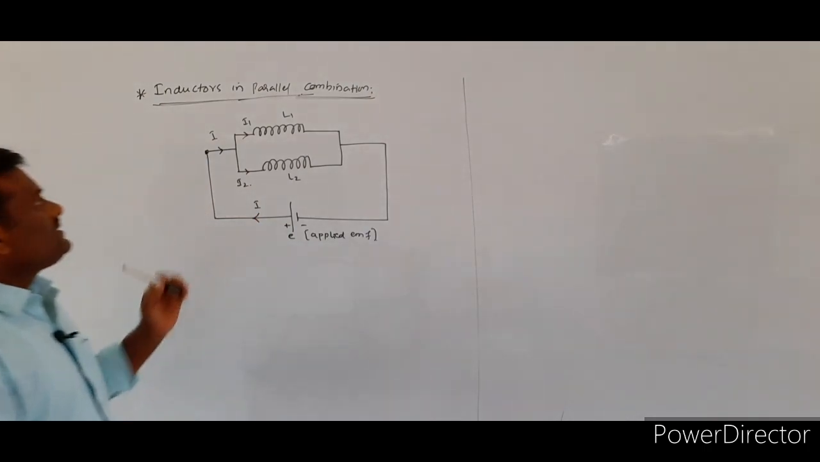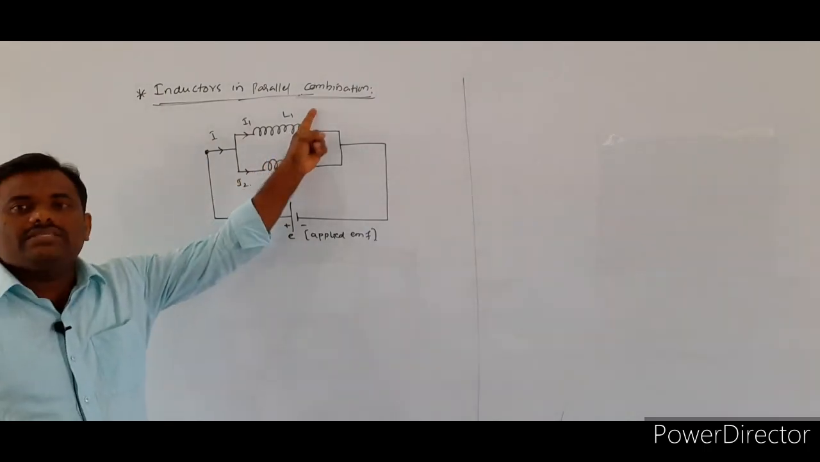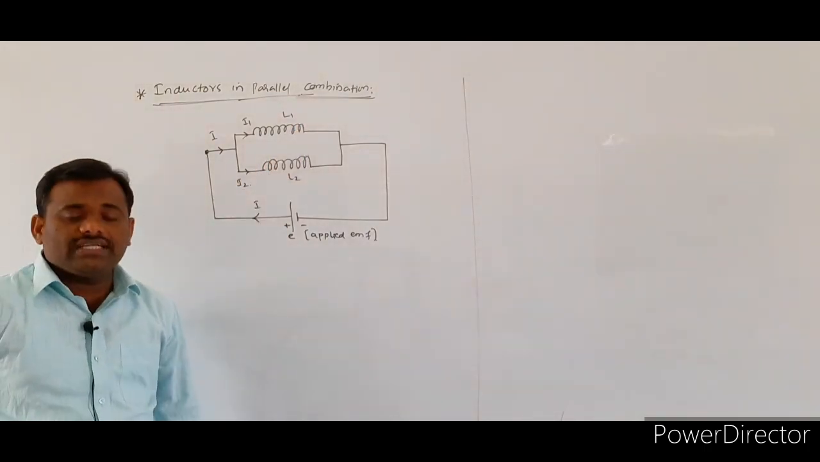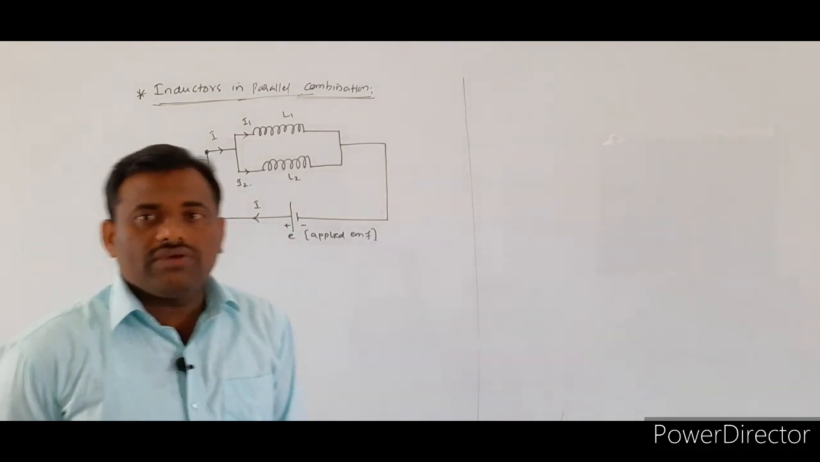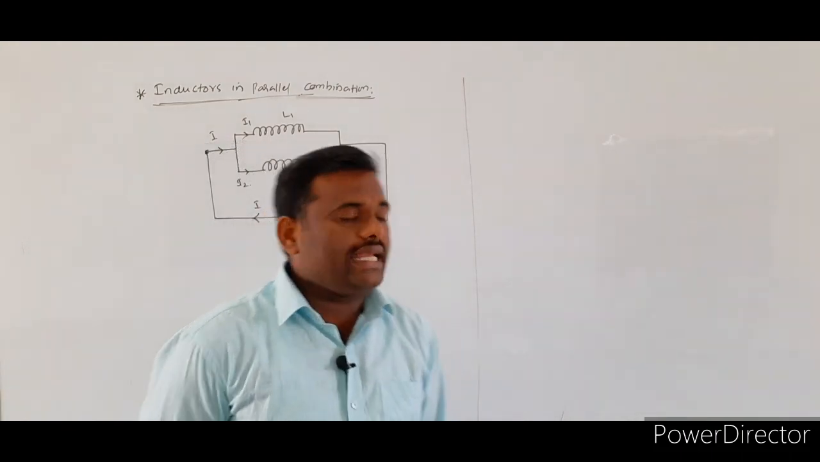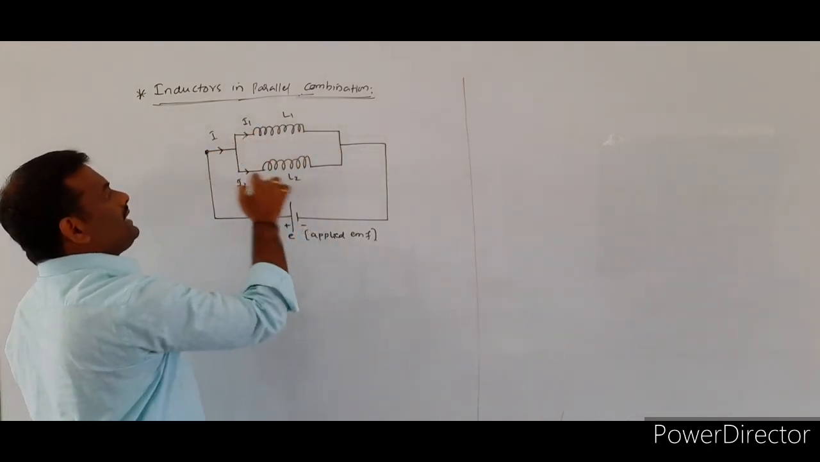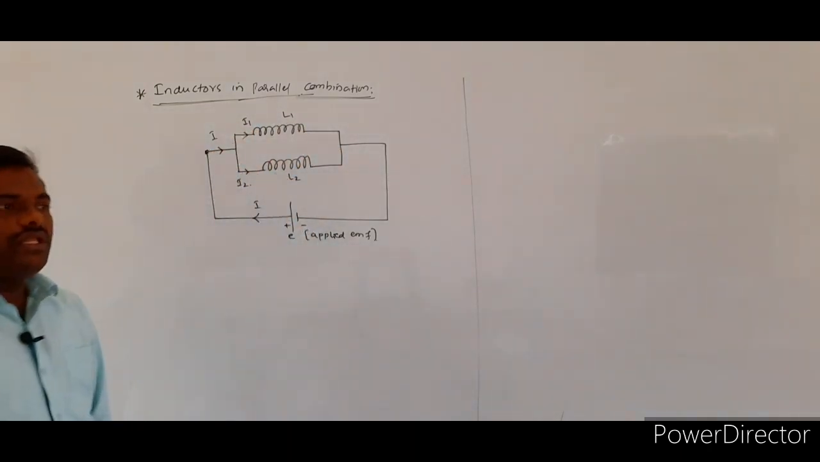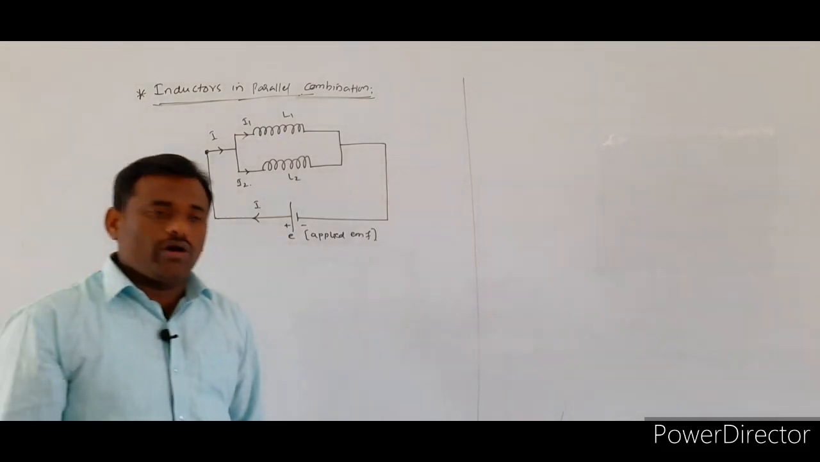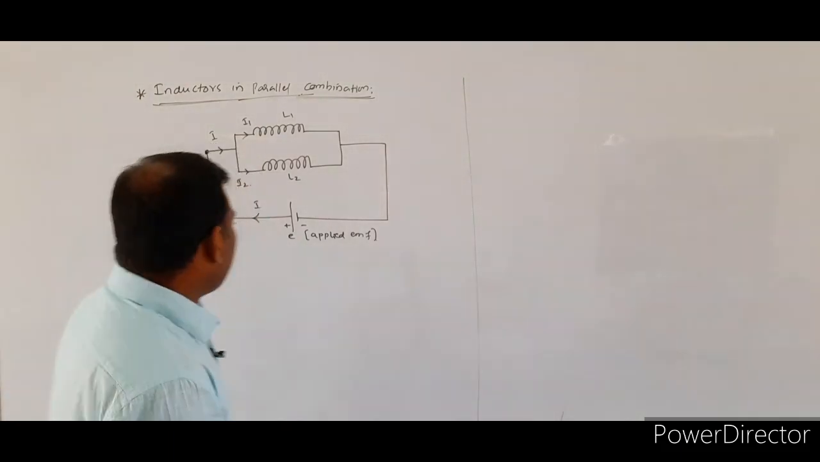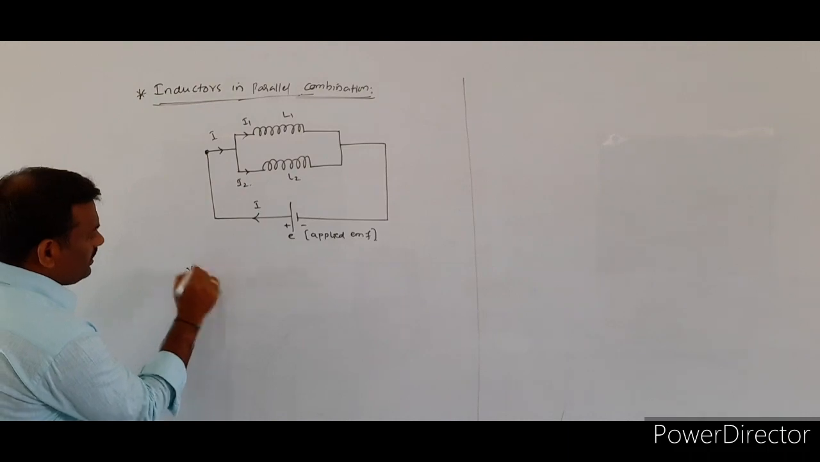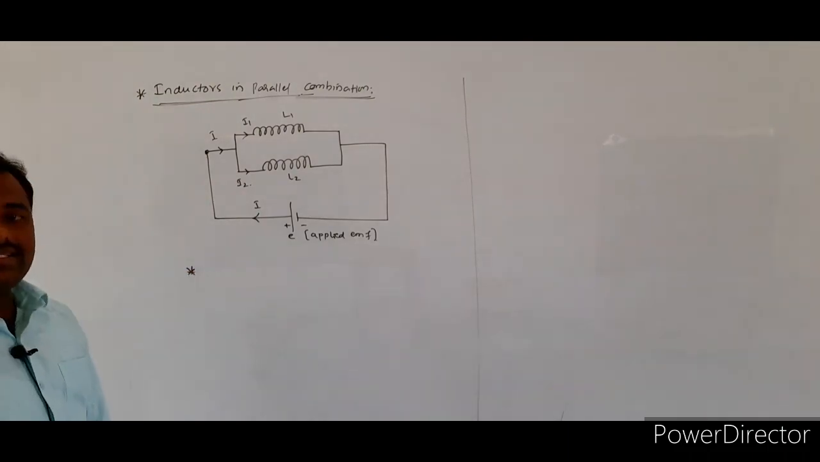Now we consider two inductor coils with coefficients of self-inductance indicated by L1, L2 respectively, and these two are connected in parallel combination. So in the parallel combination, which physical quantity will be constant?